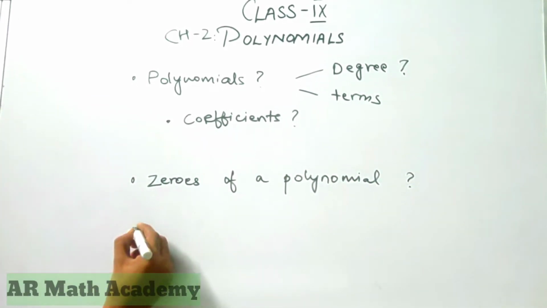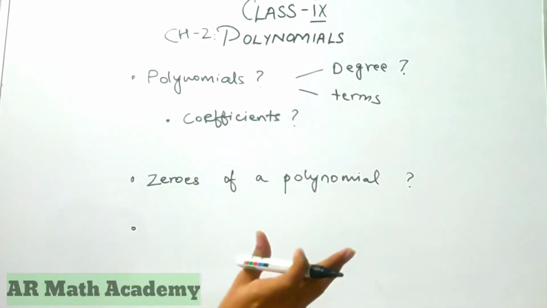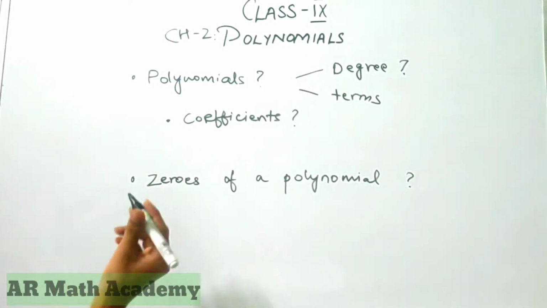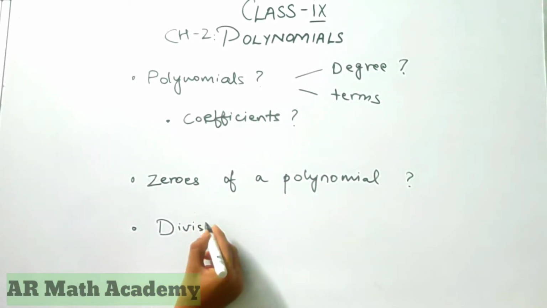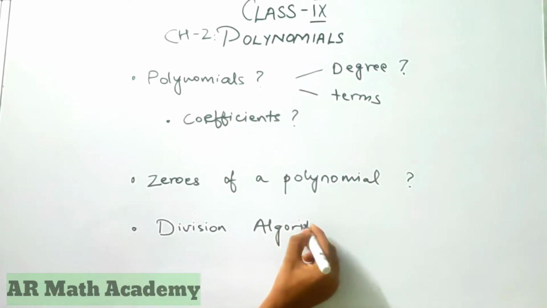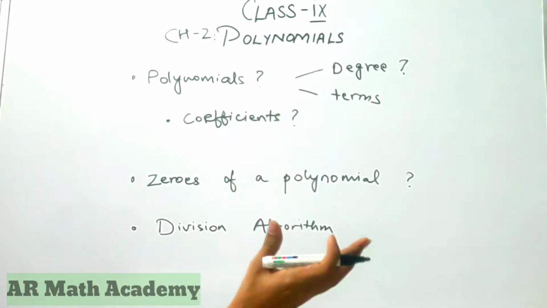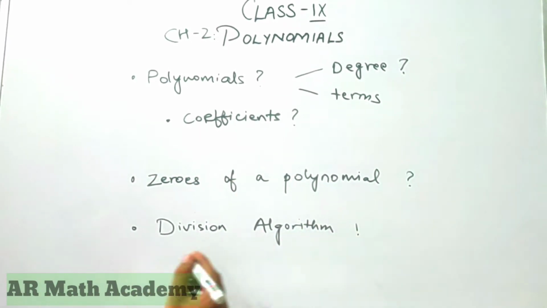And the third concept would be the remainder theorem, where you try to divide two polynomials and find the remainder and the quotient. So I'll write it as division algorithm of polynomials, where you try to divide two polynomials and find the quotient and remainder. So we'll be dealing with this division algorithm.